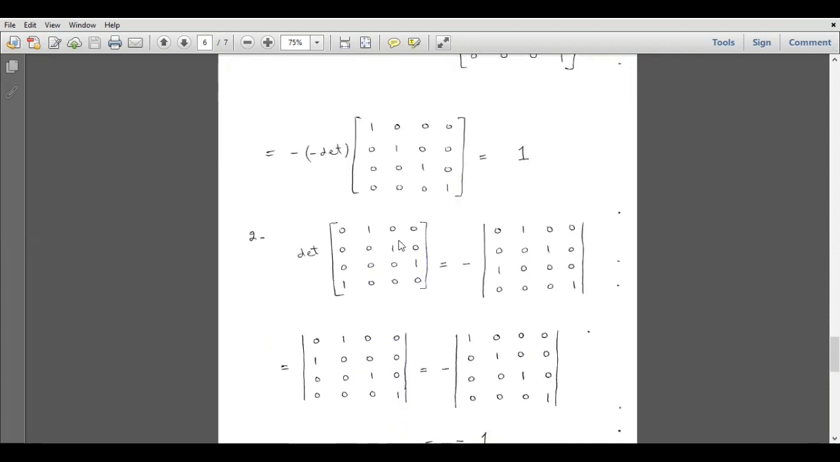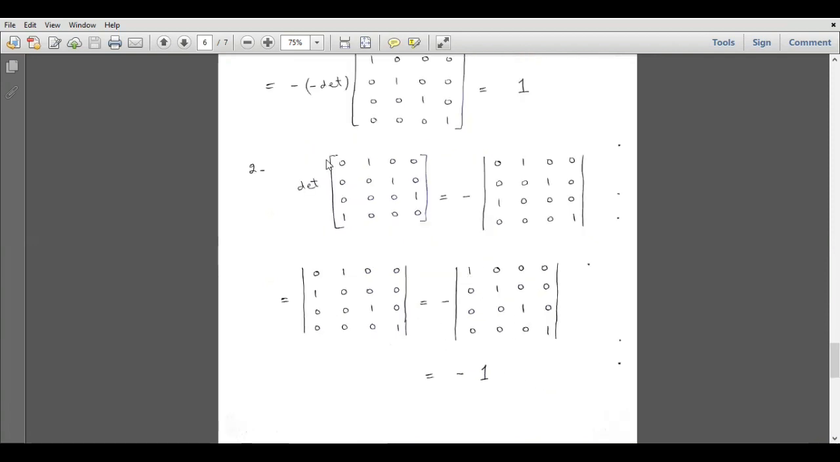Let's solve another example, where we are given this matrix and its determinant has to be evaluated. Now let's exchange the fourth row with the third row, right? So we will have one negative sign over here. Now exchange the second row and the third row. Again we will have a negative sign, which becomes positive. And now exchange the second row with the first row, and we will have a negative sign over here, and it will become an identity matrix. The determinant of this identity matrix is equal to 1. So the determinant of this original matrix is equal to minus 1.